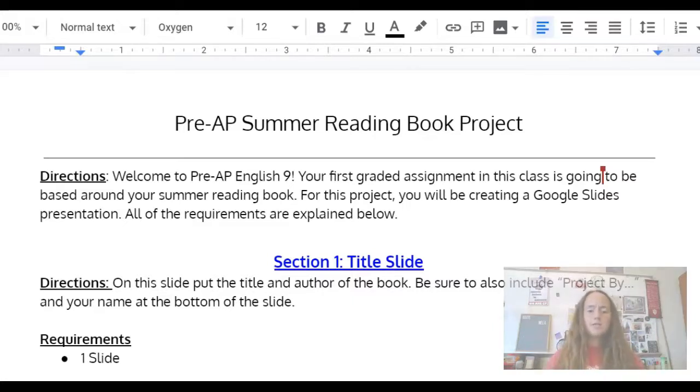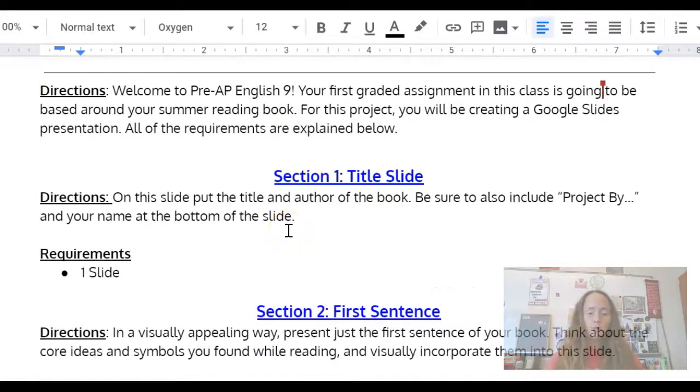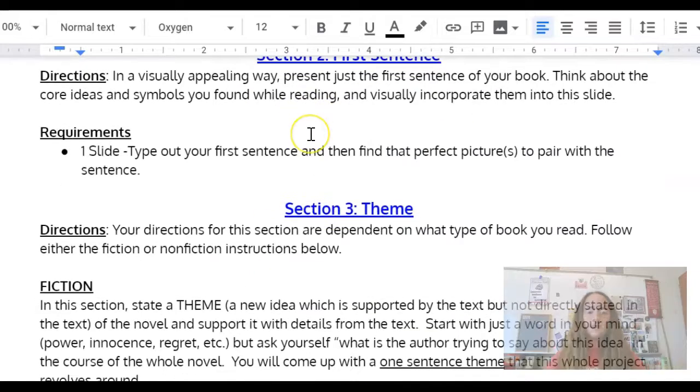So the first section that we're going to be working on is going to be the title slide. Pretty easy. All you need to do is include the title of the book and the author of the book, and then make sure you put your name at the very bottom as well. Obviously, it's going to be one slide. You should be able to fit all of that. Feel free to make it look eye-catching and eye-popping and appealing for us.